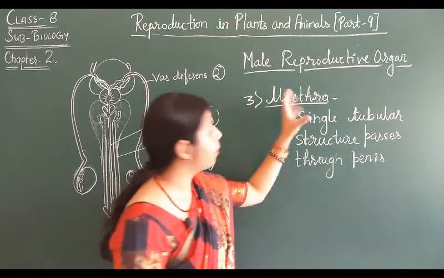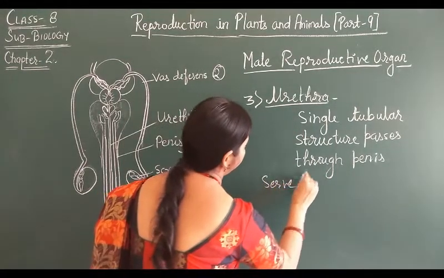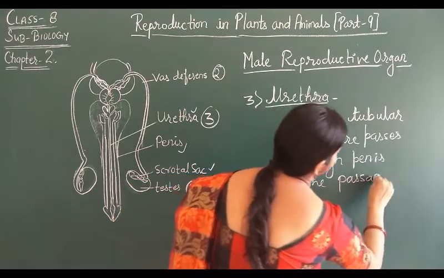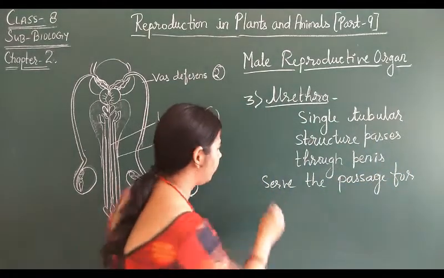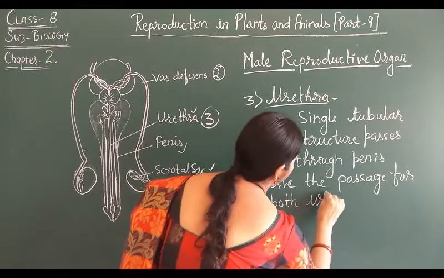Now what is the function of this urethra? The urethra serves as the passage for both urine as well as sperm.